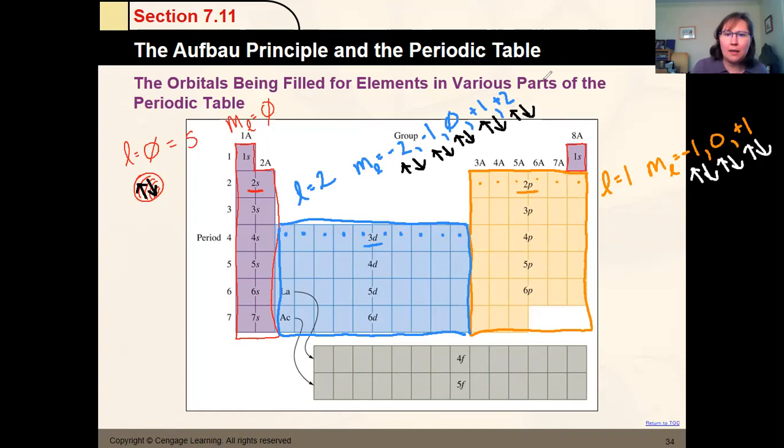As a little review, remember that most of our p orbitals look a little bit like a three-dimensional figure 8, and most of our d orbitals look like a three-dimensional clover leaf. And now here we have our F block.